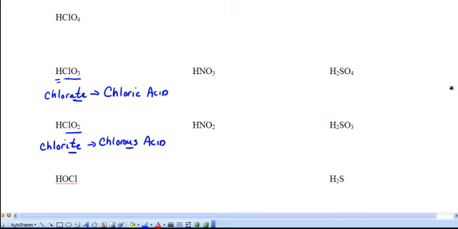For example, up here, going up above now, ClO4 is the perchlorate ion. So perchlorate forms perchloric acid. Change your ate to ick. Perchlorate, perchloric acid. Chlorate, chloric acid. Chlorite, chlorous acid. Down here, hypochlorite.